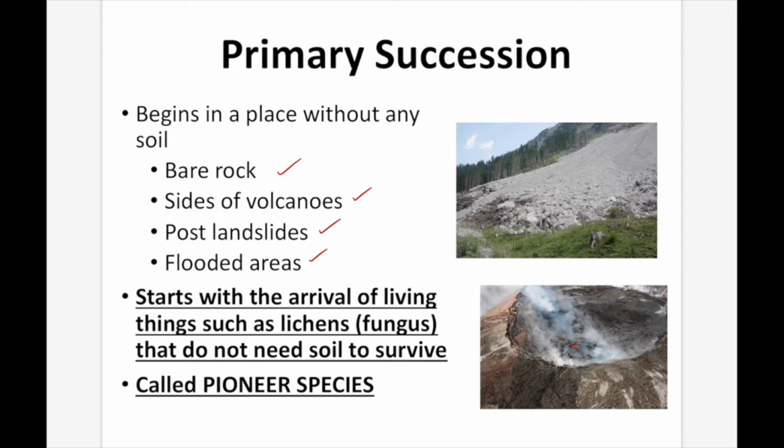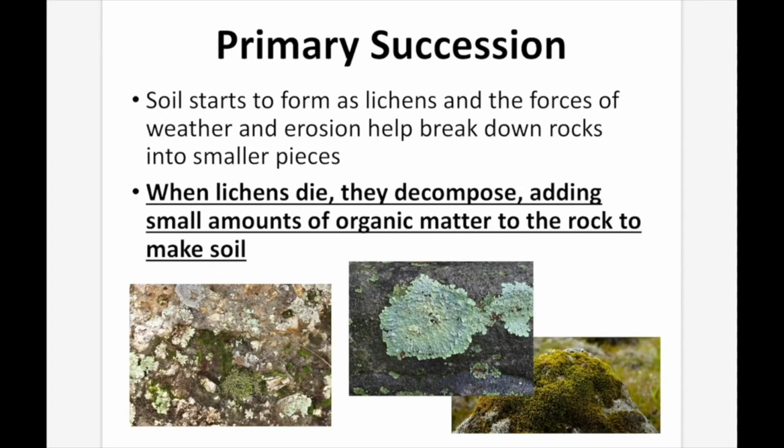In this case here, we have some bare rock. Could have been created by a landslide, not quite sure, but it is bare rock. There's no soil currently. And it's going to start with the arrival of living things such as lichens, which are fungus, that do not need soil to survive. And these are called pioneer species. So for everything else to come, we're going to need some soil. Now our pioneer species don't need that soil, so they're going to arrive first.